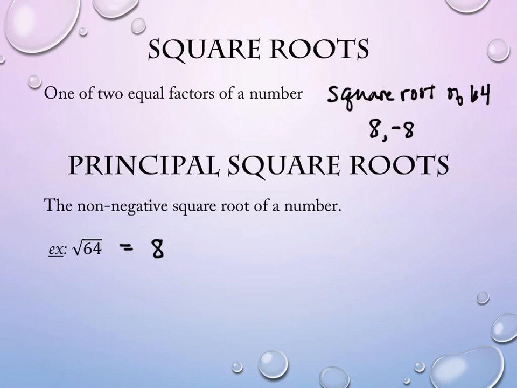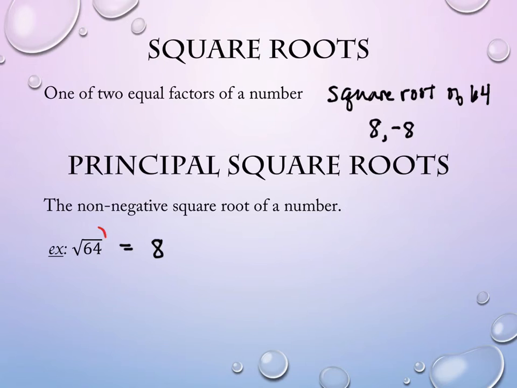Because what is negative 8 times negative 8? 64. Well, that fits the description of a square root. It's a number times itself that equals 64. So how do we know when the answer is just 8 and when the answer is 8 and negative 8? Well, the way that we know is by the symbols.